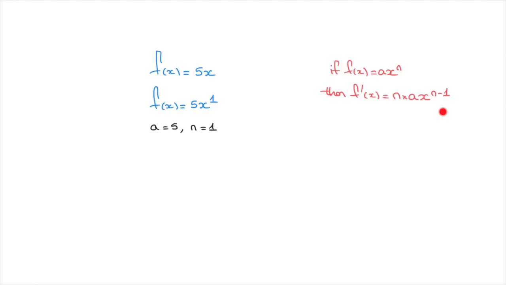And so, using the formula for the power rule, we can state that the derivative function f dash of x is equal to 1 times 5 times x to the power of 1 minus 1. And that's equal to 1 times 5, which is 5, times x to the power of 1 minus 1, which is 0. And although we could stop here, we really shouldn't.